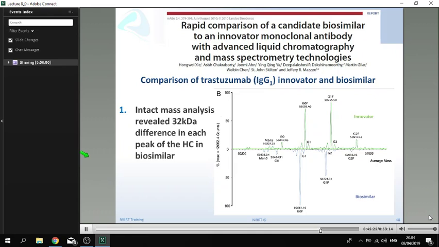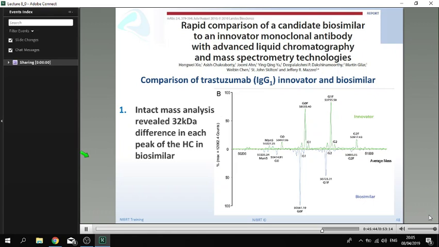So what we are seeing here is a comparison of trastuzumab, which is an original drug, with a biosimilar using mass spec. So intact mass analysis, what we are seeing here in green is the innovator and blue is the biosimilar.